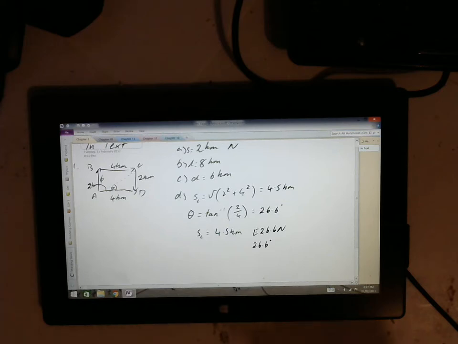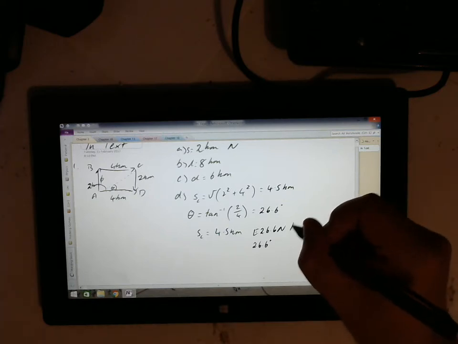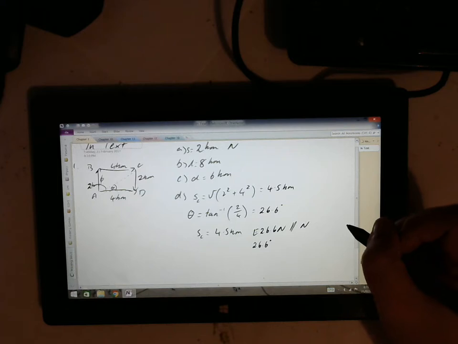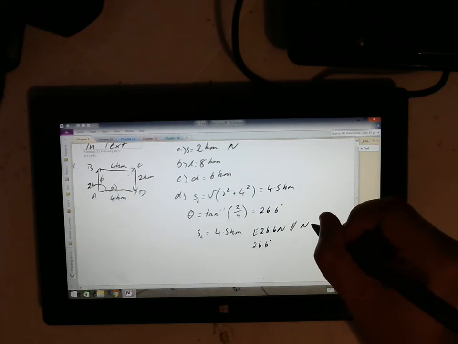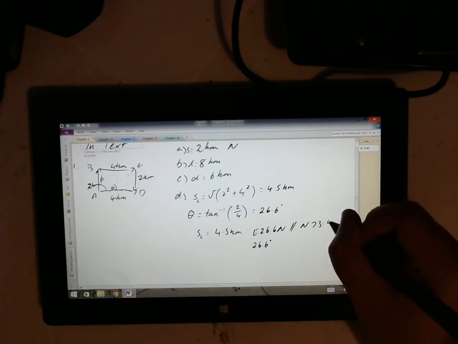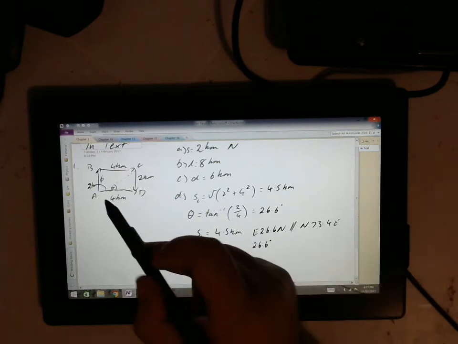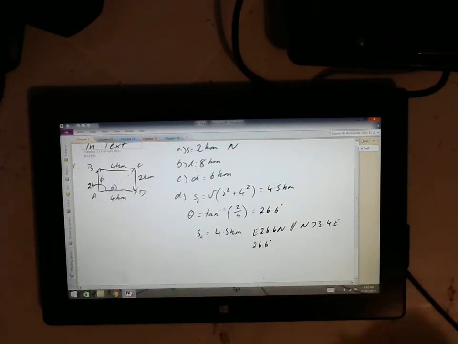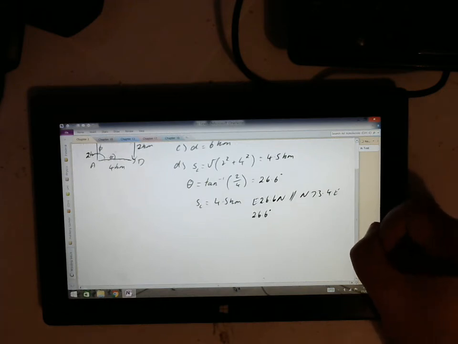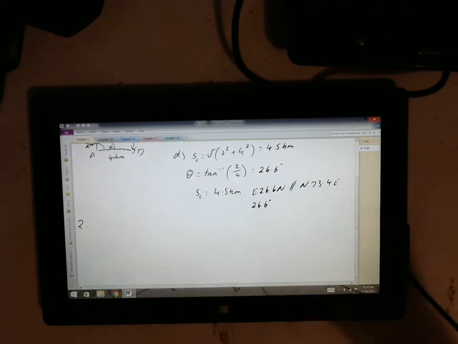We could also work it out as north, let's see, 73.4 east as well. That would give us that complement that I was talking about before. Okay, on to question 2.